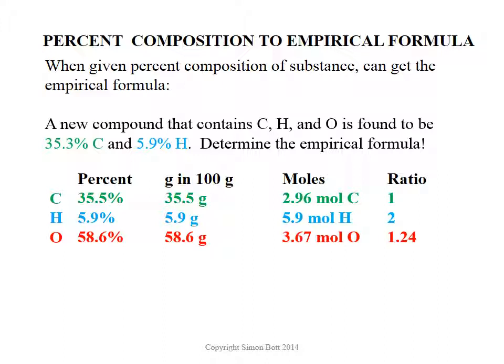That's a ratio, but you of course always want to make a ratio pretty, so we try multiplying this by 2 and we get 2.5, multiply it by 3 we get 3.75, multiply it by 4 and we pretty much get 5. So the actual ratio in nice numbers is multiply the 1 by 4 to get 4, the 2 by 4 to get 8, and the 1.24 by 4 to get 4.96, which we can pretty much consider to be 5. So the empirical formula that we get from the mass percent, C4H6O5.